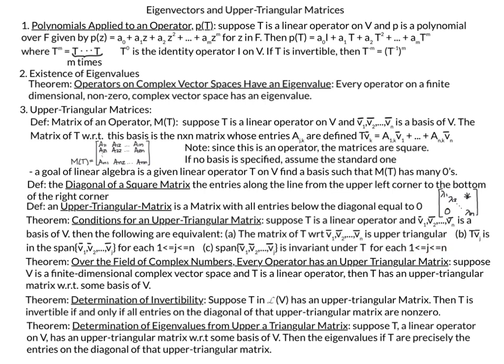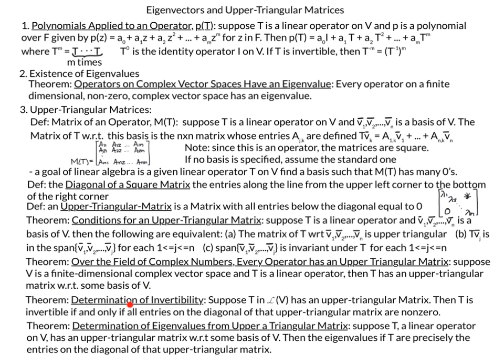I find this next theorem surprising, but we will prove it in the main part of our video. Over the field of complex numbers, every operator has an upper triangular matrix. So suppose V is a finite dimensional complex vector space and T is a linear operator, then T has an upper triangular matrix with respect to some basis of V.